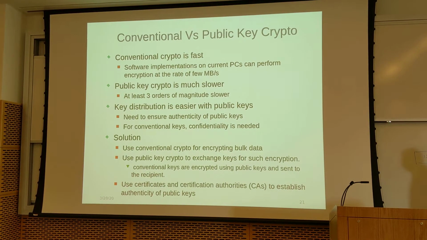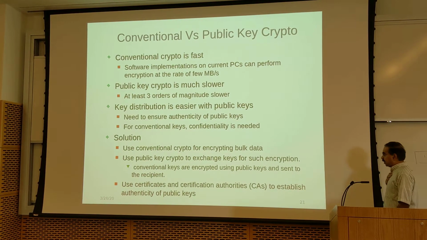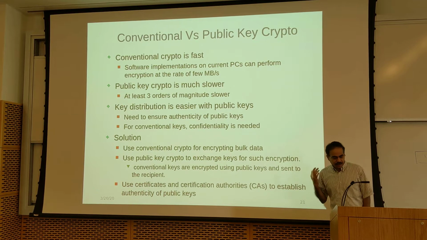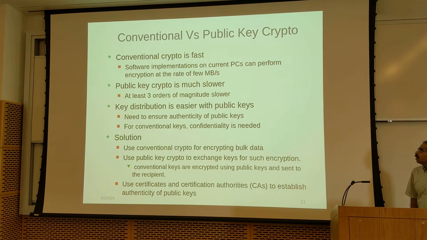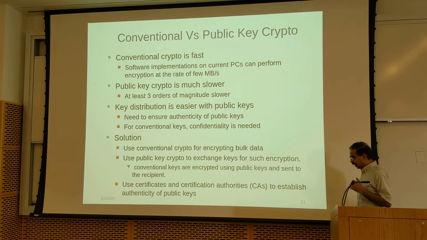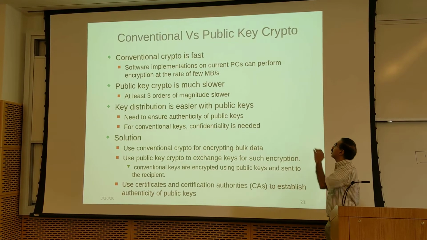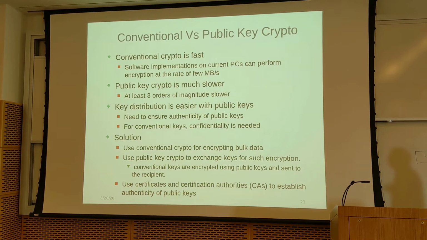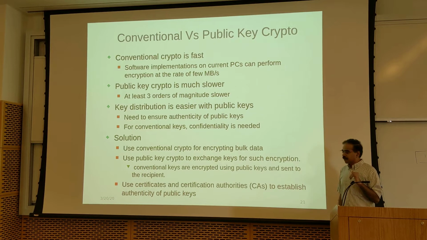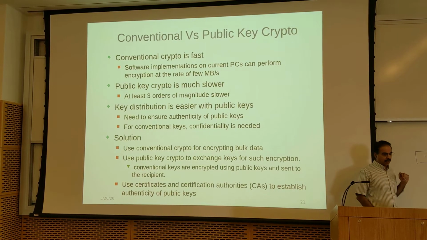So we talked about conventional cryptography and public key cryptography. So the question is, when do you use... this conventional is really what we also call symmetric key cryptography, and public key is the one that we sometimes call asymmetric cryptography. The question is, when do we use the symmetric one, and when do we use the asymmetric one?